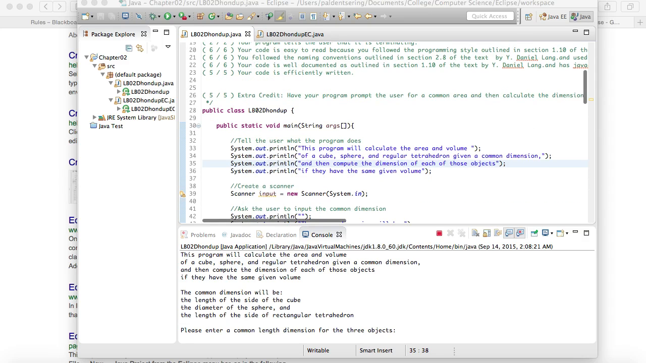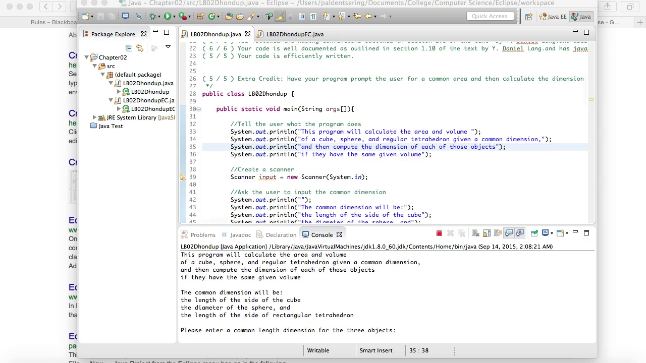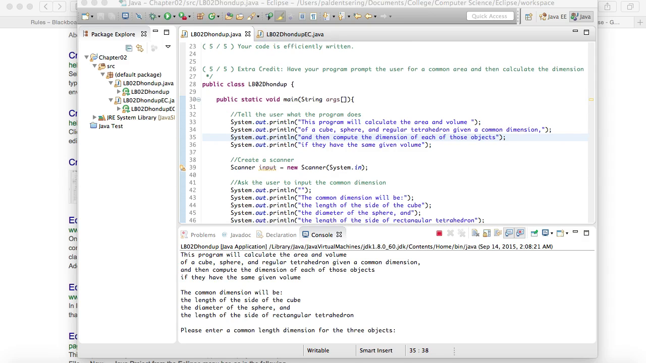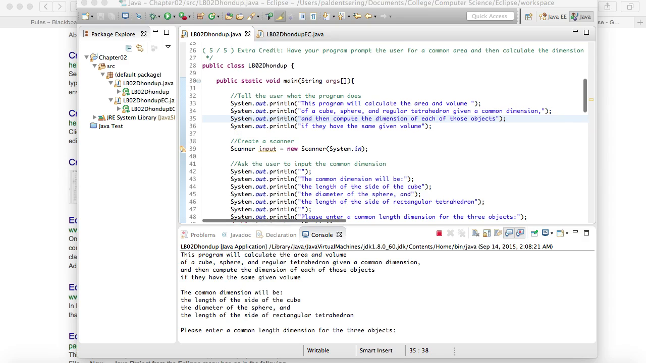So let's start with the intro to the program. After you start the program, it's going to say what the program will do. It'll calculate the area and the volume of cube, sphere, and tetrahedron. After you input the common dimension: for the cube, the side length; for the sphere, its diameter; and for the tetrahedron, one of its sides.